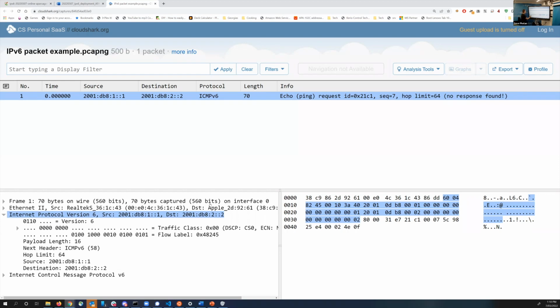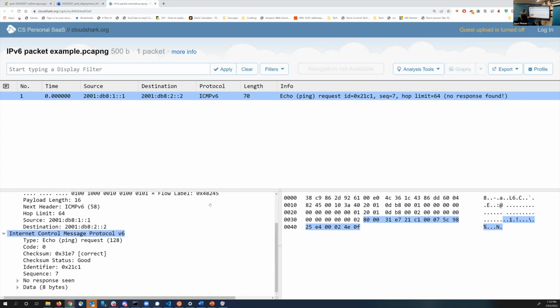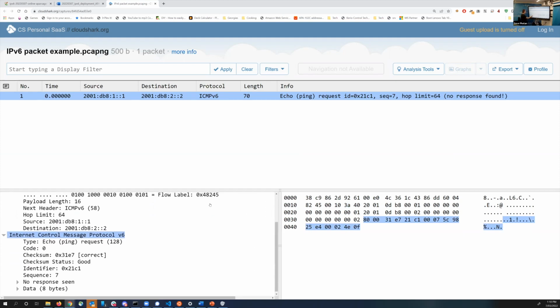We know that our payload length is 16 bits. We have our next header as an ICMP packet. So it's telling me that my payload is going to be ICMP. And then we have our payload. So we've got a ping packet here. So there's nothing mystical about this. It's just a lot smaller in terms of our header size.